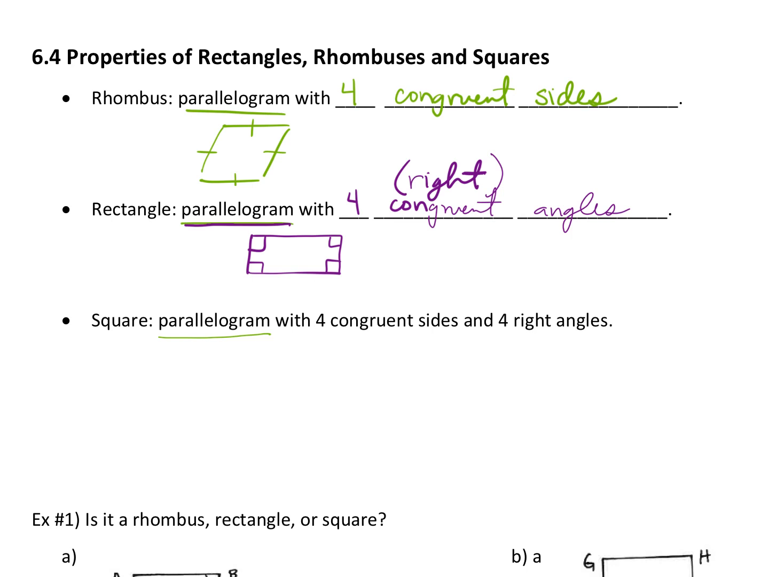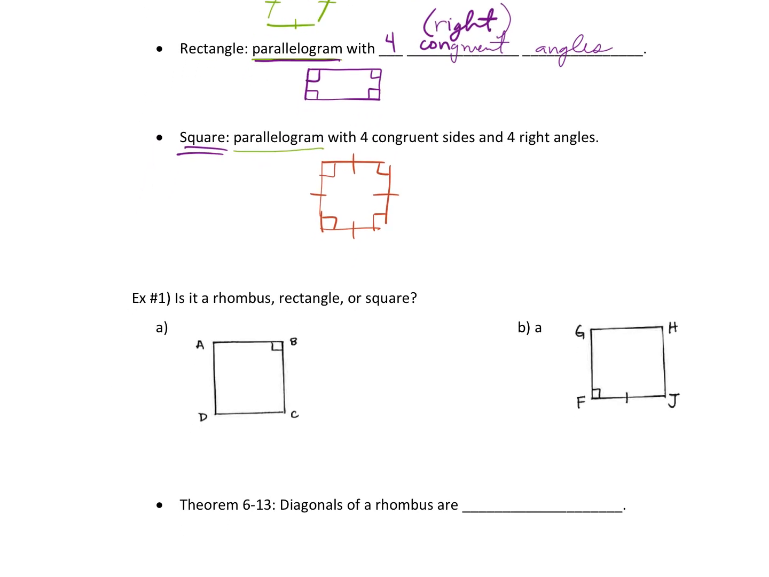Four right angles. So if I take a rhombus and a rectangle and I put them together, four congruent sides, four right angles, what do I get? A square. That's the last one, a square. So a square will look like this. Four congruent sides, four right angles. Draw a good square. Honestly, if you draw the diagonals in first, it's probably easier to draw a good square.